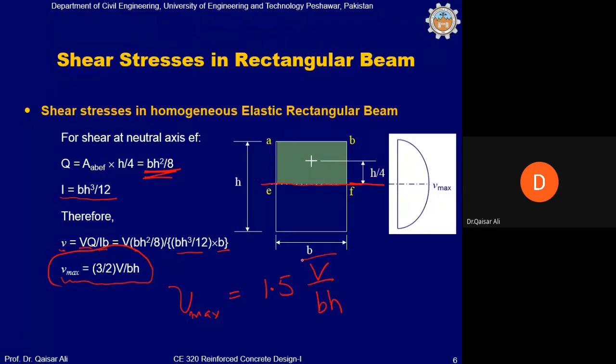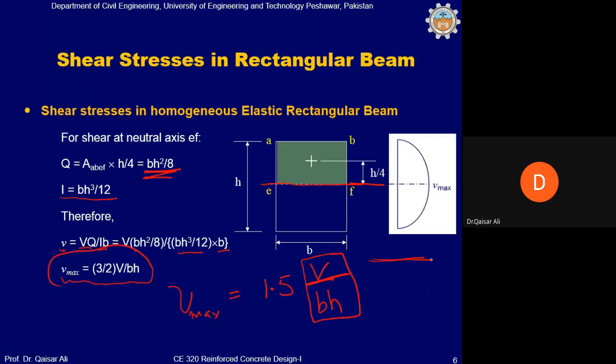What is V by BH? V is the shear force, and BH is the resisting shear area. Because this is B and this is H.